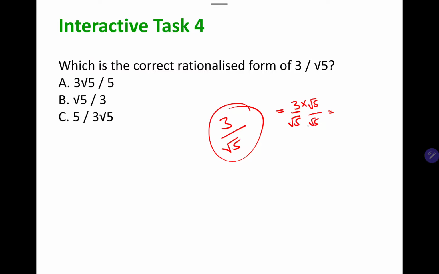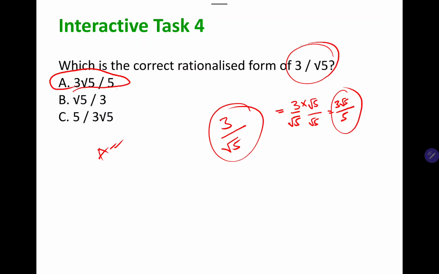So in the rule of roots, root 5 times root 5 is 5. So this is now 3 root 5 over what? 5. Do we have anything like that there? 3 root 5 over 5. Okay, that is this. So all I expect you to do is to come to the comment section and say A is my answer. Okay, 3 root 5 over 5. This is the rationalized form of this question. All right.